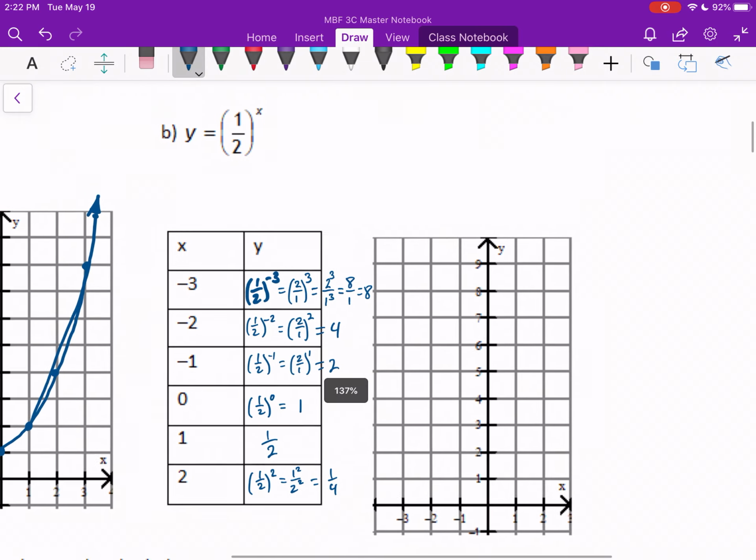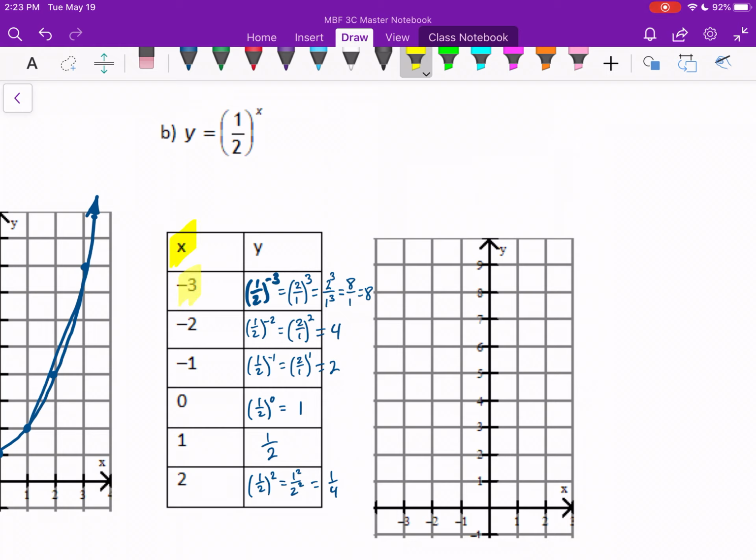So here's the different parts. Again, I've got these x values that I'm going to stick into the equation, and once I crunch the numbers, they come back out as y values. Together they make an ordered pair. And again, this is what I'm going to plot.